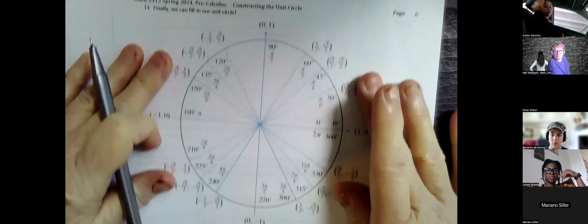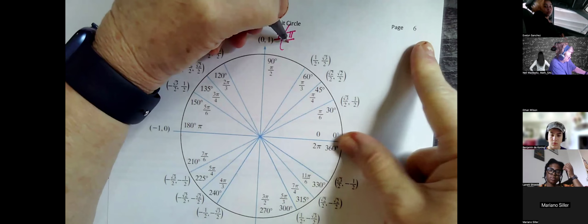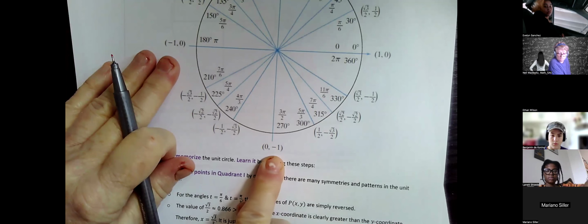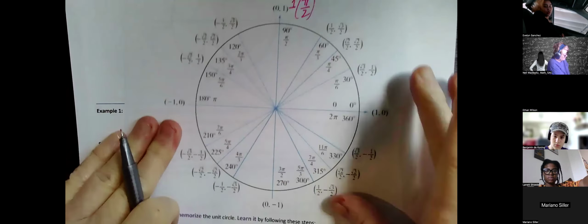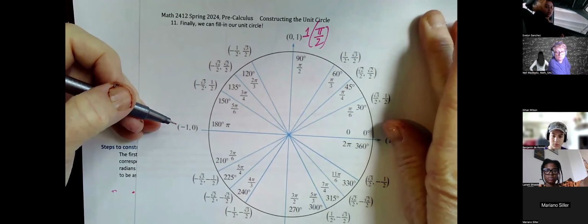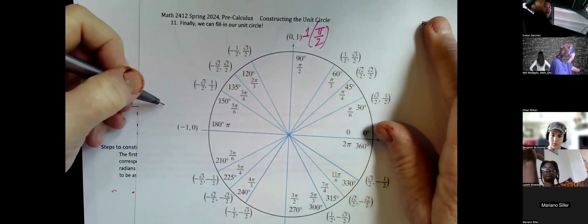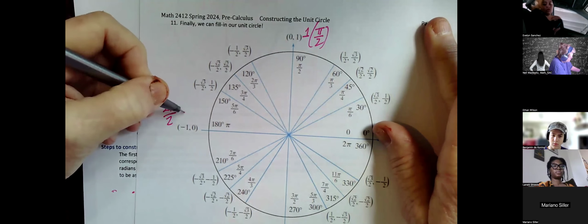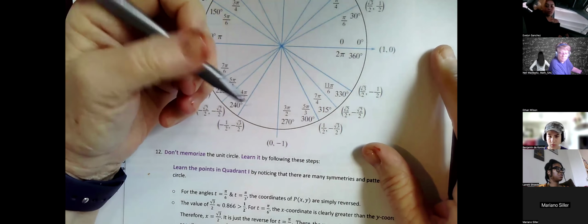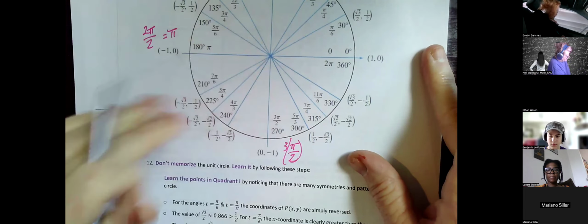And here we have 1 pi over 2. How many pi over 2s do we have down here? So if we add another pi over 2, where do we land? Yeah. So we've got 2 pi over 2s, which we all know is pi. We add it again, we get 3 pi over 2, right. Just bottom. Good.